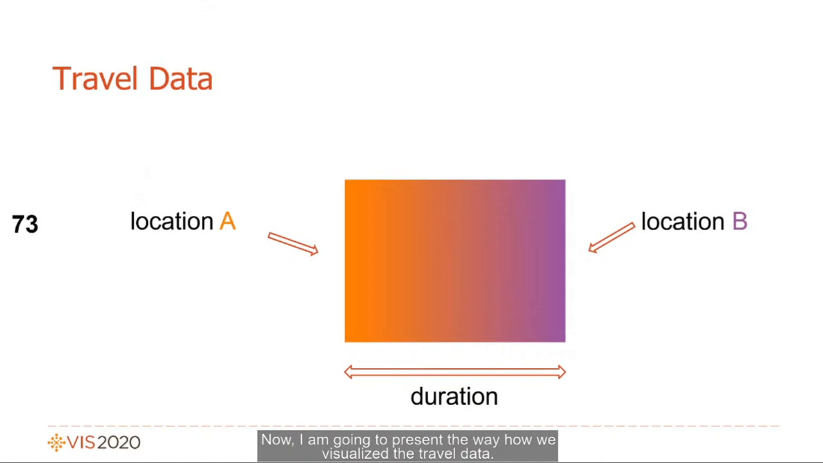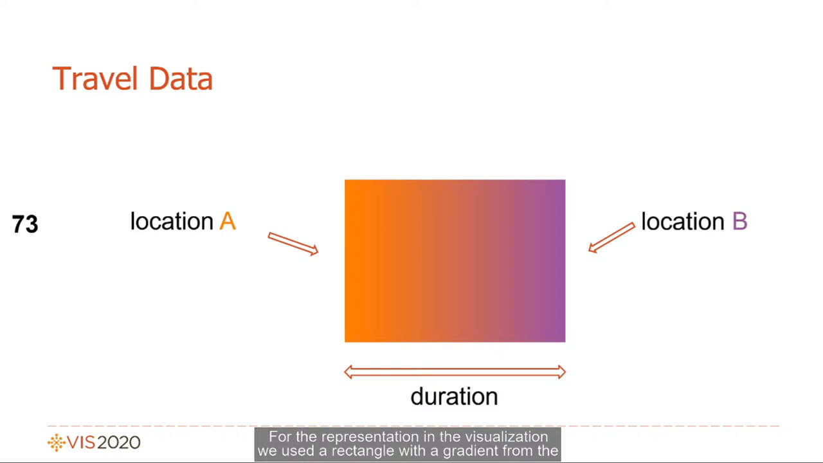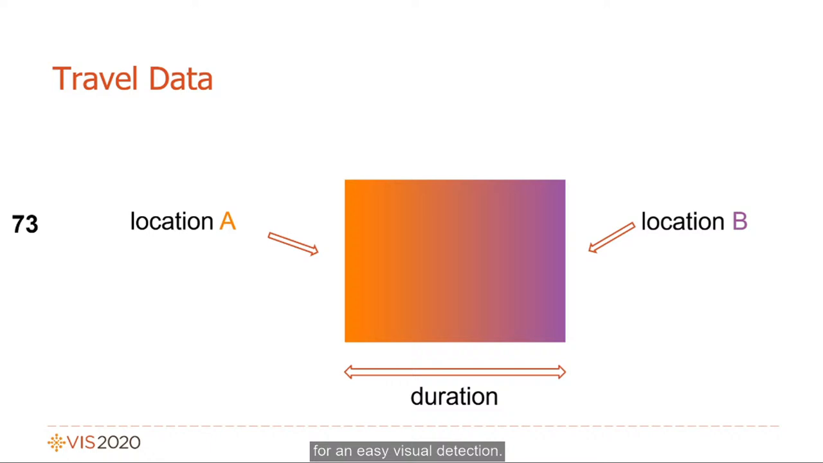Now I'm going to present how we visualize the travel data. In the displayed example, we see a single travel activity of person 73. For the representation in the visualization, we used a rectangle with a gradient from the color of the source location, which is orange, to the color of the target location, which is purple in this case. The width of the rectangle represents the duration of the trip itself. In some cases, we discovered negative duration information in the data and used black rectangles for easy visual detection.